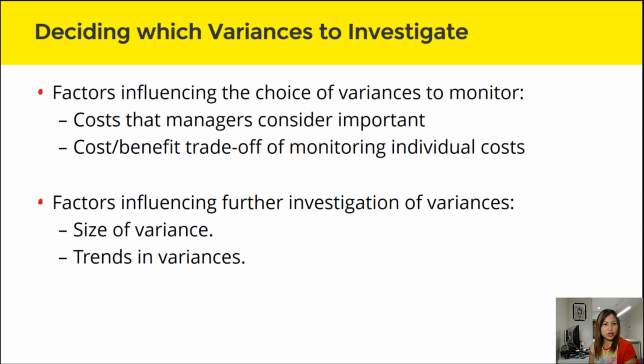However, not all variances have to be investigated. How do we choose which variances should be investigated? There are two main factors that will help you. First, which costs the managers consider important. Remember, managerial accounting always involves a bit of judgment and subjectivity in deciding which one you need to focus on. Also, you need to think about the cost-benefit trade-off of monitoring individual costs.